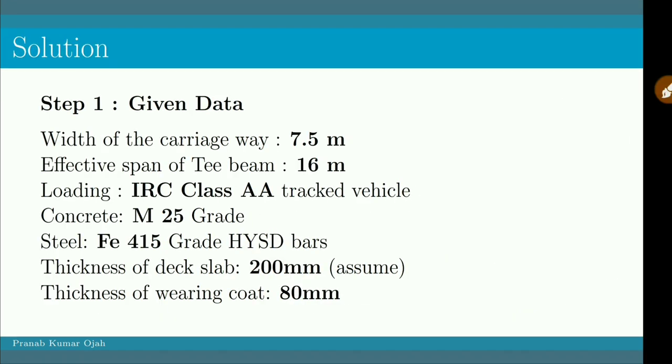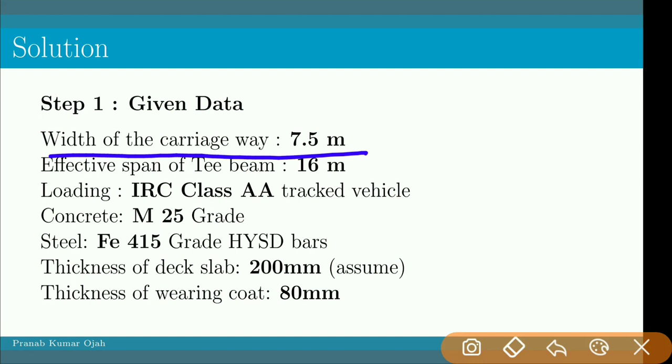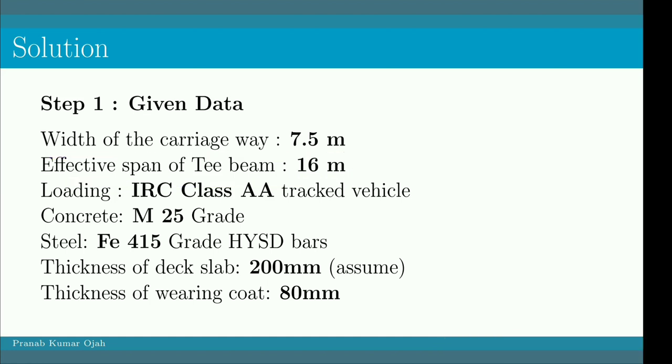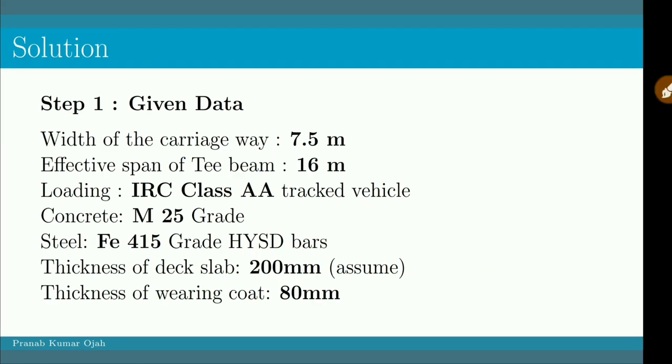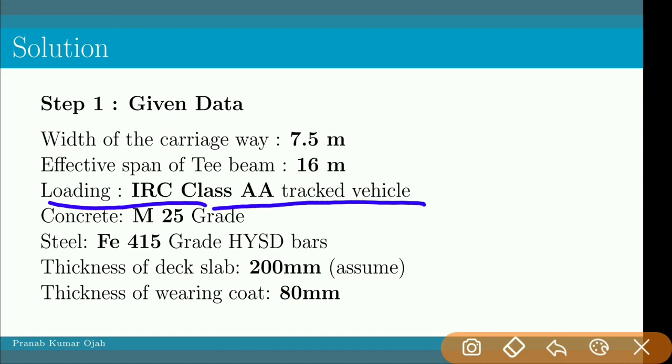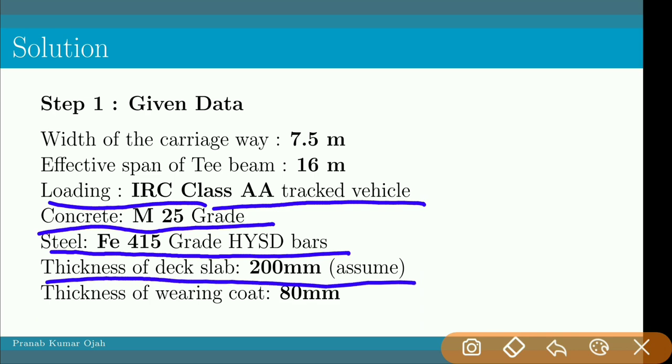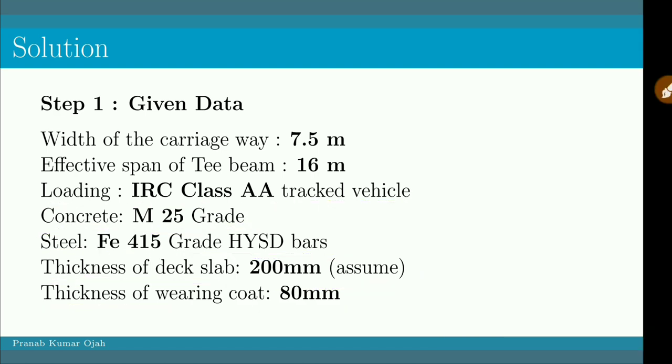So let's start the design. So these are the given data. Width of the carriageway 7.5 meter. Then effective span of the T-beam. As this 16 is the center to center distance between the two bearings as given in this question, this will be the effective span of the bridge. Then the loading is IRC class AA tracked vehicle. Concrete we have to use is M25 grade of concrete. Then steel or reinforcement Fe415 grade of HYSD bars. Then thickness of the deck slab is 200 mm. Then thickness of the wearing coat is 80 mm. So these are all the given data as per the question.